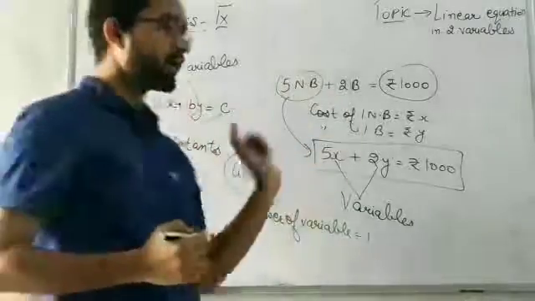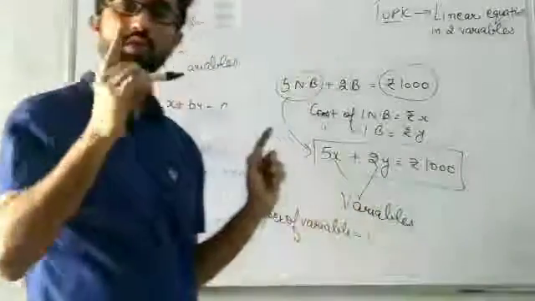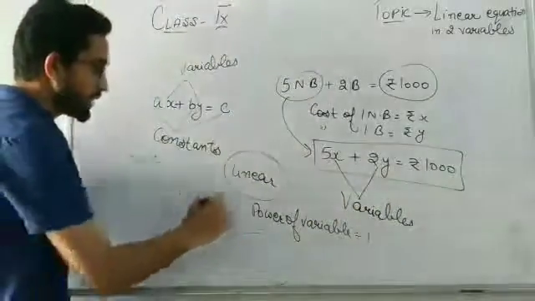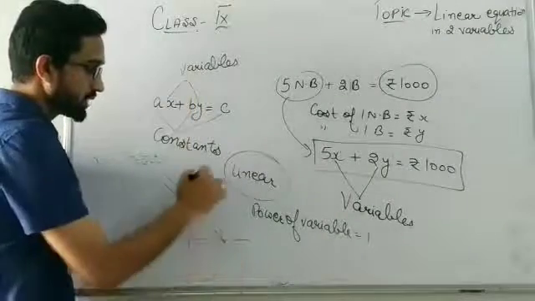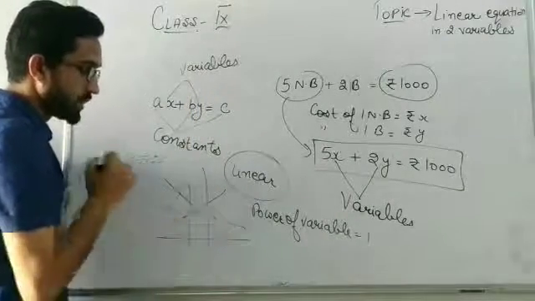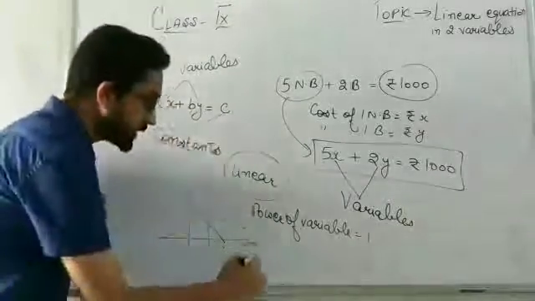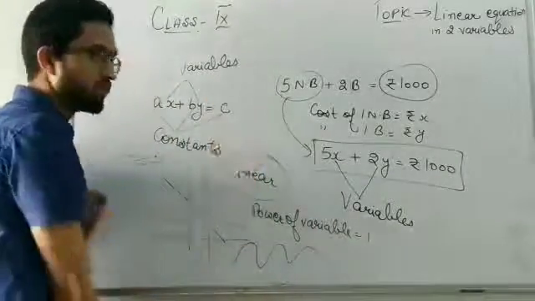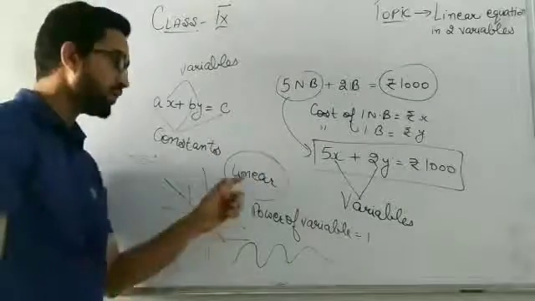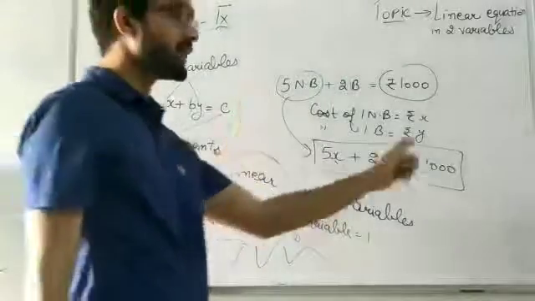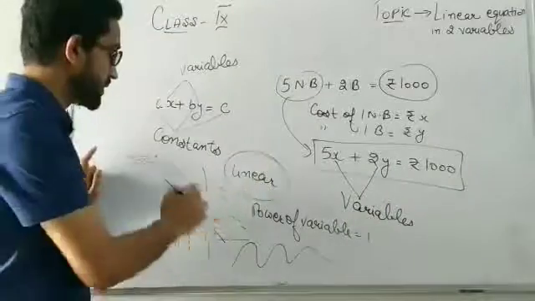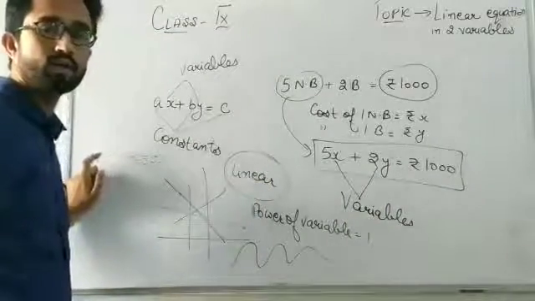If we draw the graph of a linear equation, it is always going to be a straight line. It can be like this, it can be like this, but always a straight line. It cannot be like this. So that's why we call it a linear equation. It always has its graph as a straight line.